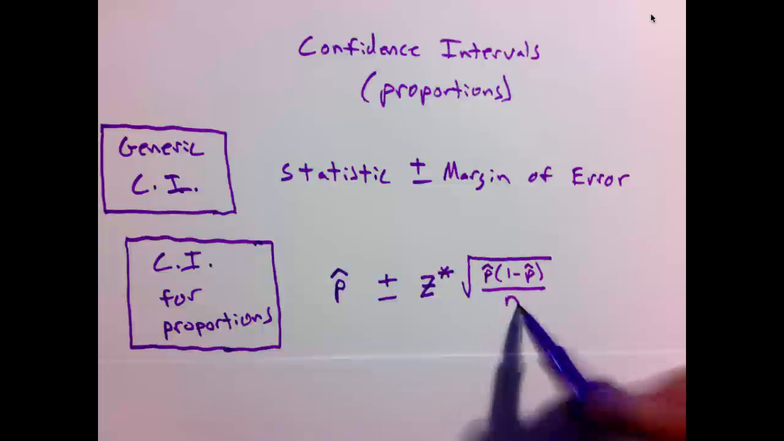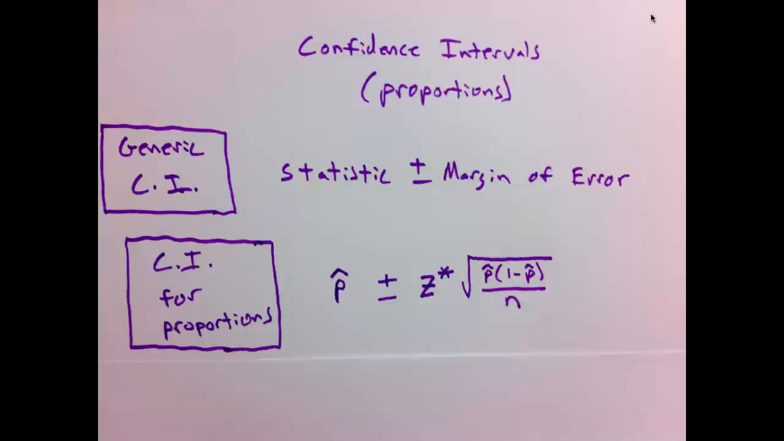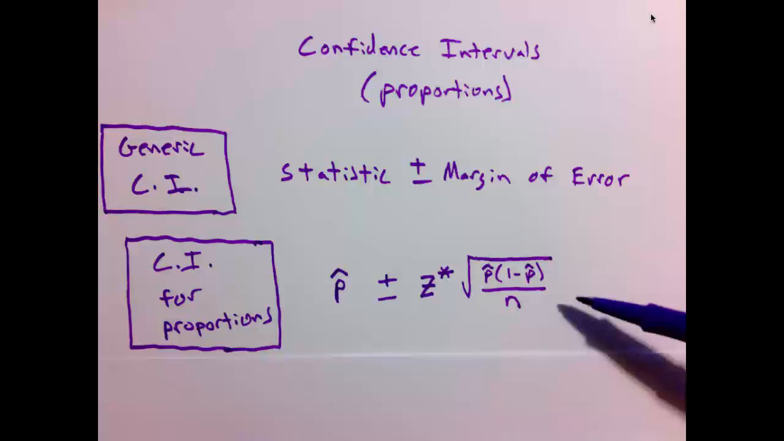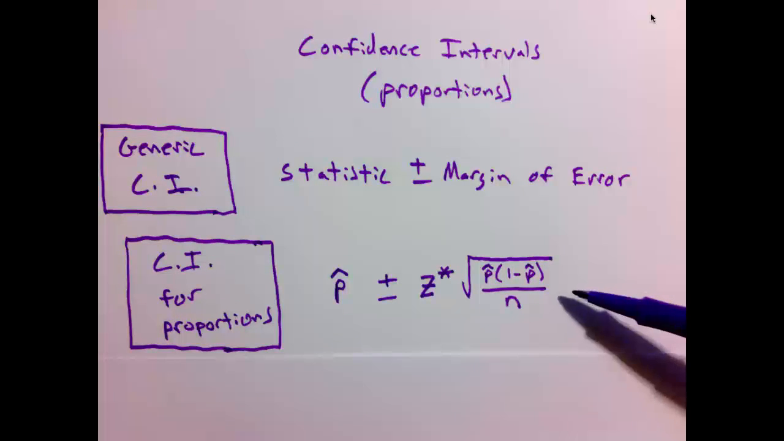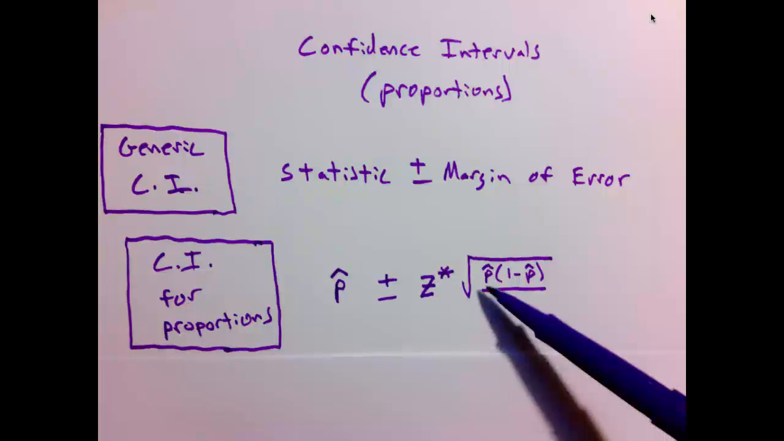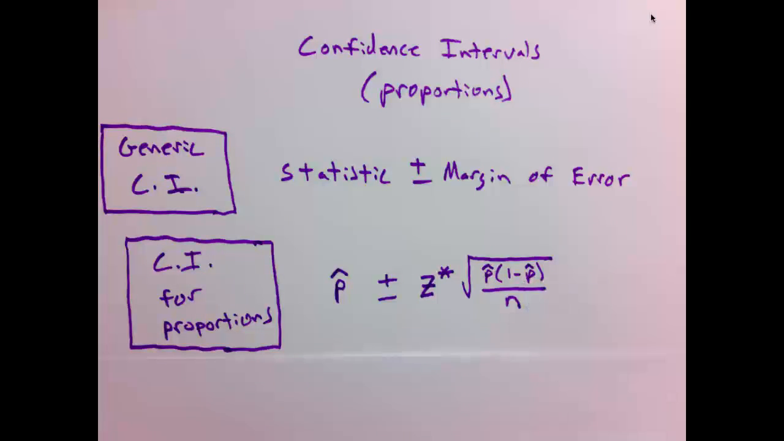This hopefully looks familiar to you from our study of sampling distributions. This is very similar to the standard deviation of our sampling distribution of sample proportions. The only difference is here we've substituted p hat in place of p. We don't know what the population parameter is. We're trying to make an inference about it. So while this may look a little bit crazy, it's really straightforward.